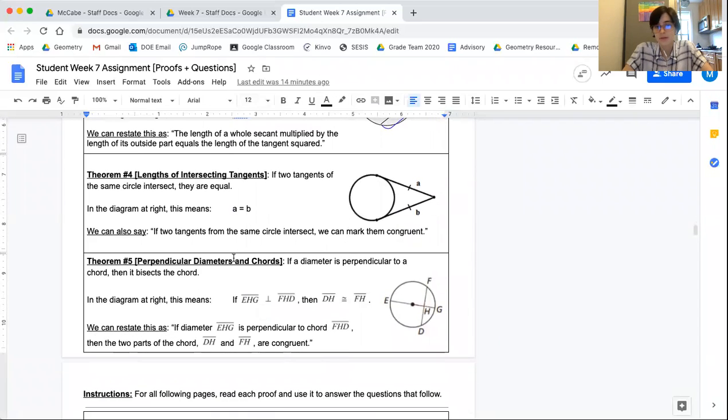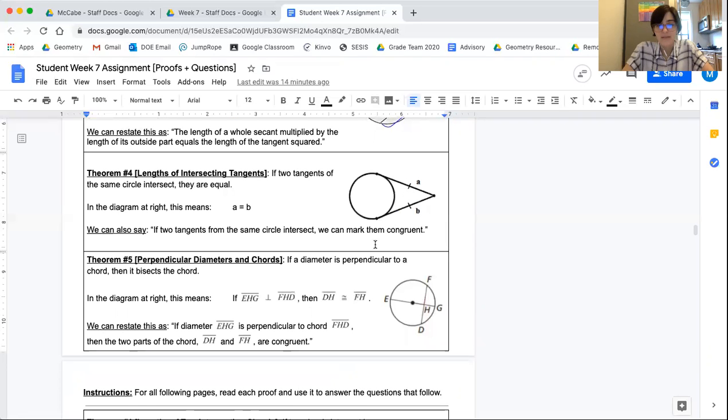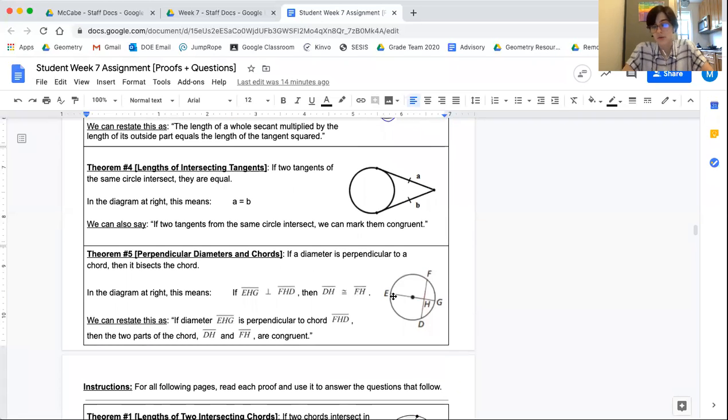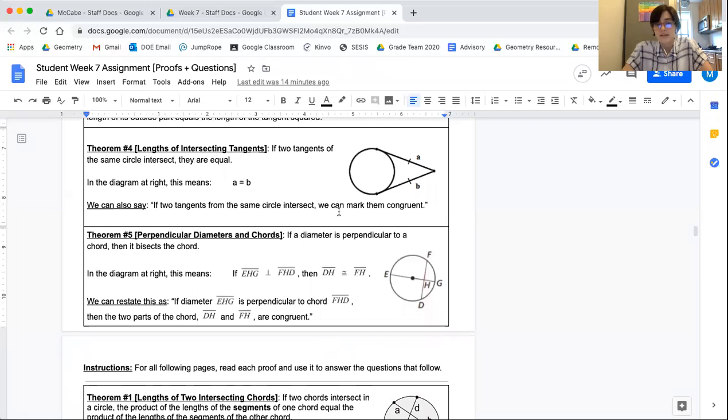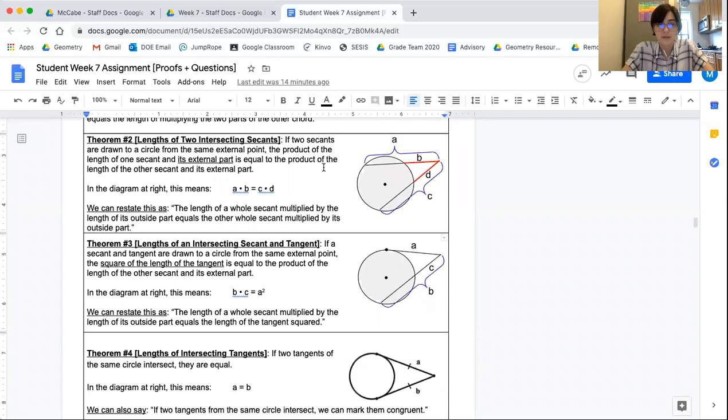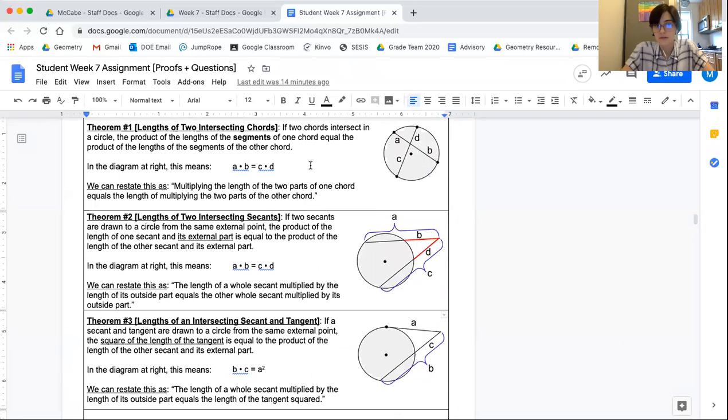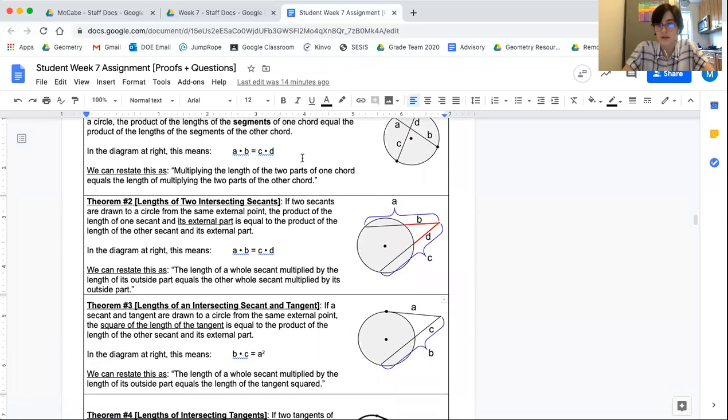Theorem 4 and Theorem 5 are here for you. This is about intersecting tangents. Both of those are outside, and basically the idea is that they're equal to each other. And 5 is about perpendicular diameters and chords. So here's a diameter and here's a chord, and they're meeting at a right angle. These are going to be sources of bonus for you. We're going to really focus on the first 3 in terms of looking at some proofs and answering some questions.